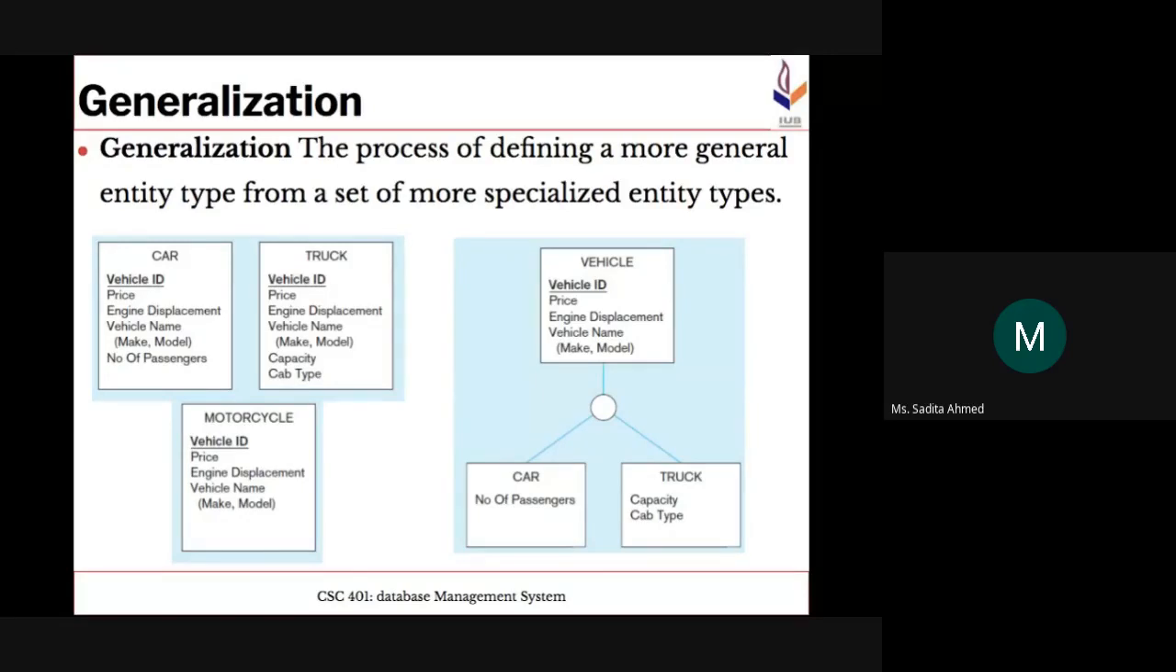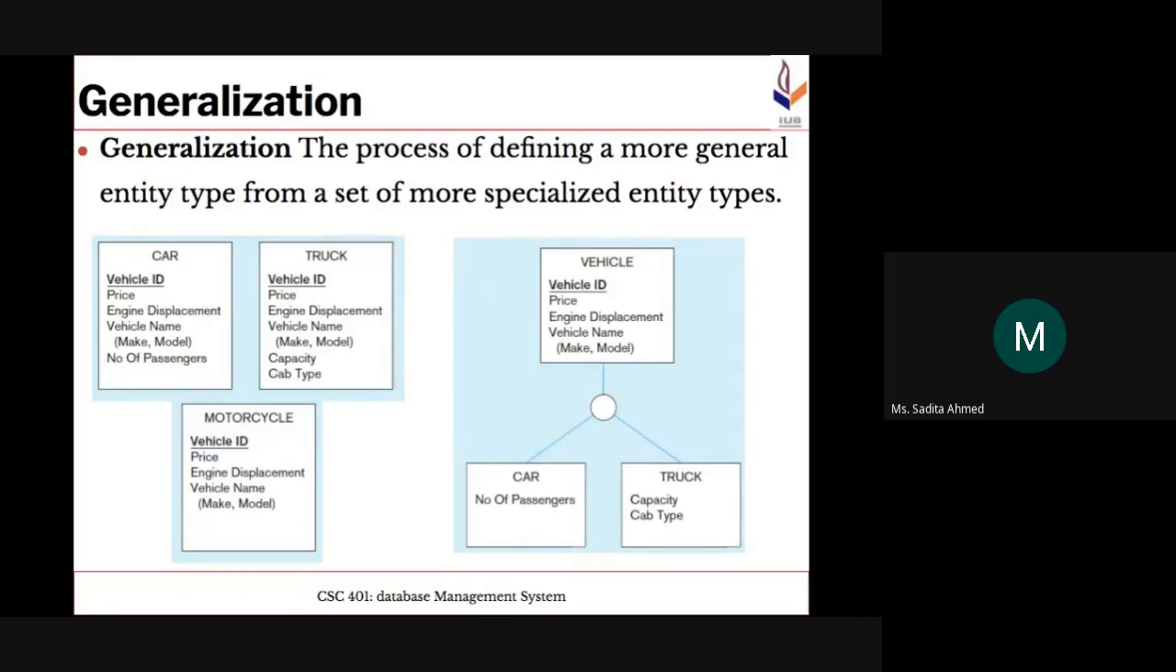So what can we do? We have some common attributes and some unique attributes. Number of passengers, unique to who? Car. Truck and motorcycle does not have number of passengers. Capacity and cap type, unique to who? Truck. Car and motorcycle do not have capacity and cap type. So this is the exact scenario that we were talking about. Some attributes are in common, while some of the other attributes are not in common. Some of the other attributes are unique, right?